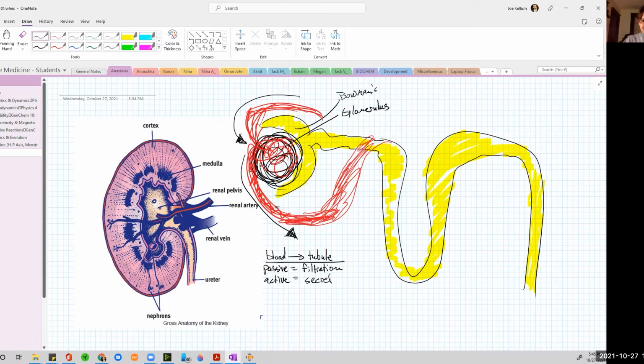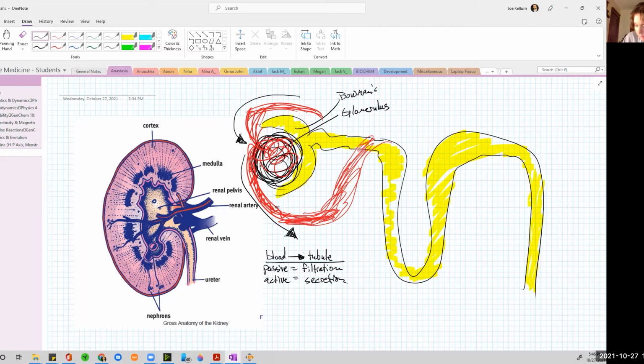Secretion. Perfect. All right. So active transport. And then whenever you're taking stuff back up, it's just going to be called reabsorption. And they'll typically refer to it as passive or active reabsorption, but there aren't super specific words.